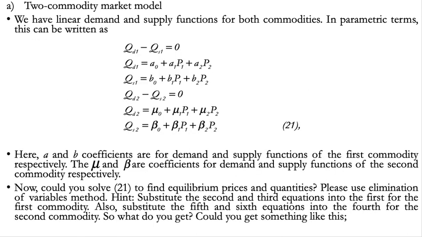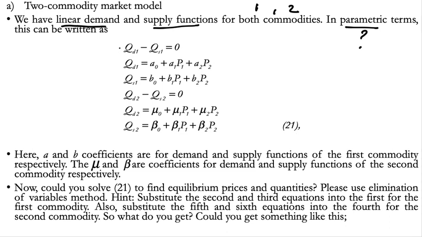Now for the two commodity market model, for simplicity, we adopt linear demand and supply functions for both commodities. So we have two commodities, commodity 1 and commodity 2, and both demand and supply are linear. In parametric terms, what does it mean by parametric? I hope you can find it. You can try to Google search it and see the examples, and especially the meaning and that example. So in parametric terms, with two commodities, it can be written as expression 21.